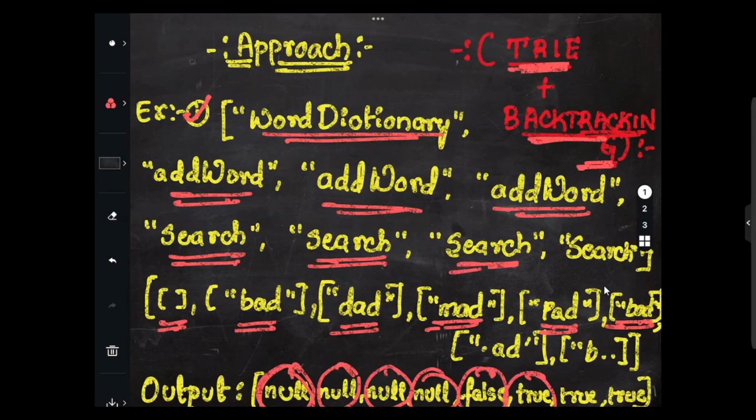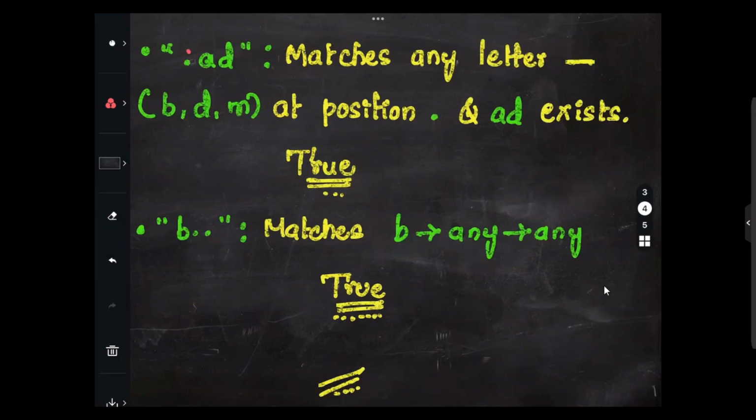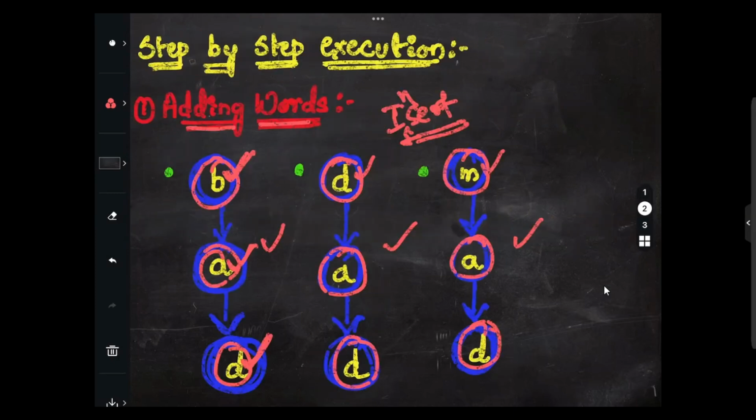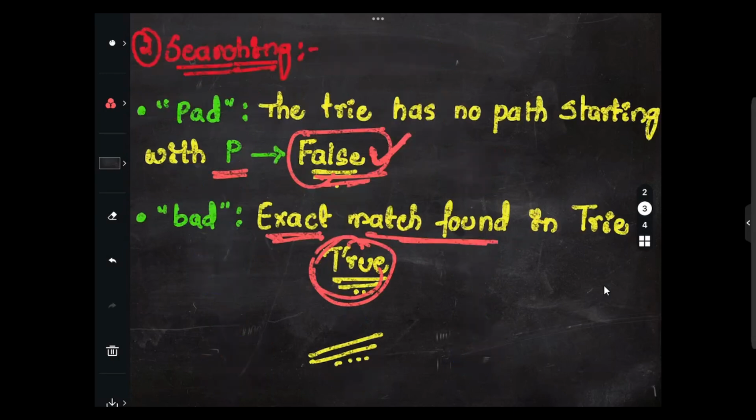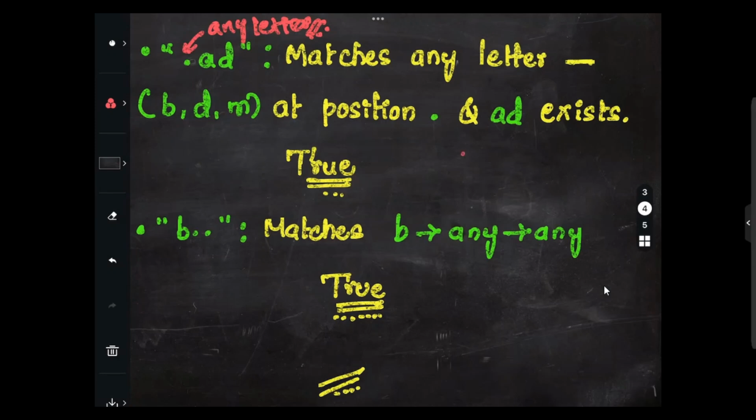So next one here is search of dot ad. Dot is a wildcard letter which can match any character or any letter. We have already discussed this multiple times during the question; you should know by now. So dot matches any character. In the place of dot, we can consider either B, D, or M, because next we have AD for the three words. We can consider either B, D, or M at that position.